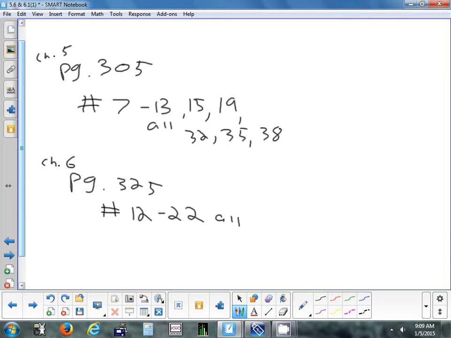All right, so the first part of the homework is on the Hinge Theorem. And the second part is on naming shapes. It's pretty quick. So page 305, 7 to 13 all, 15, 19, 32, 35, and 38. And on page 325, it's 12 to 22 all.